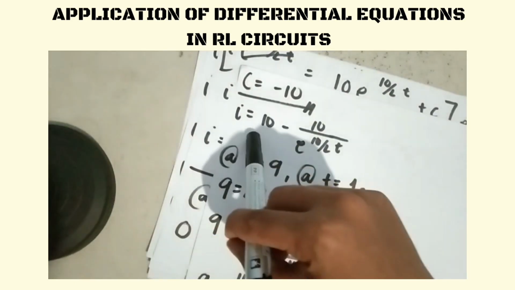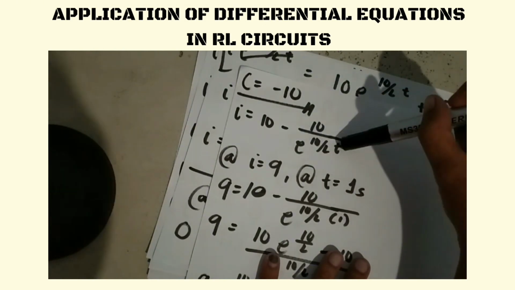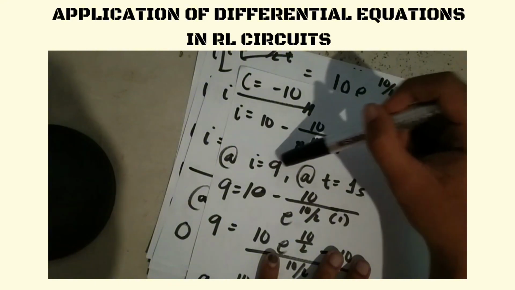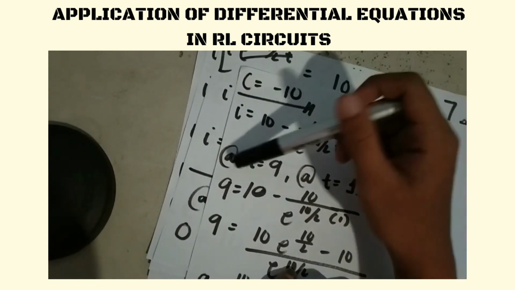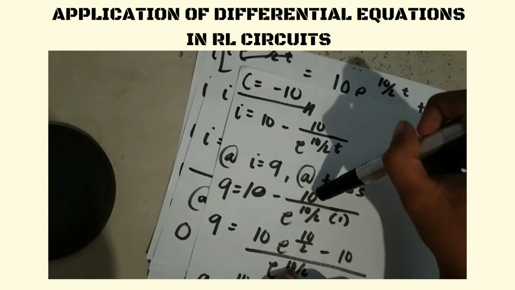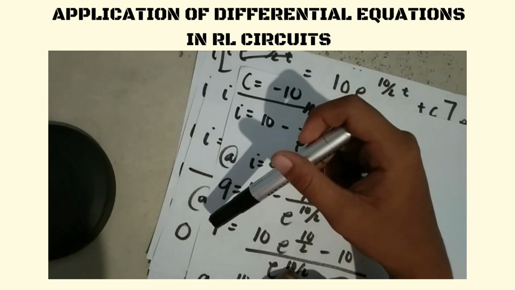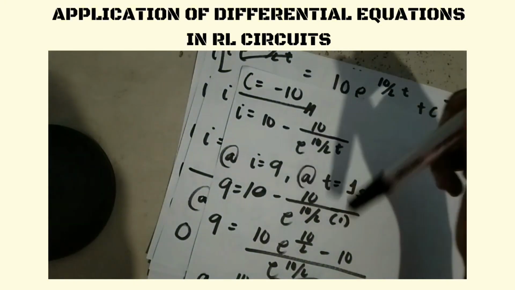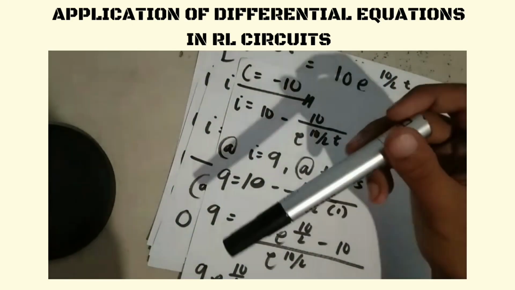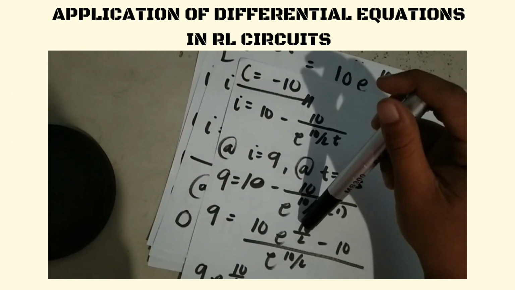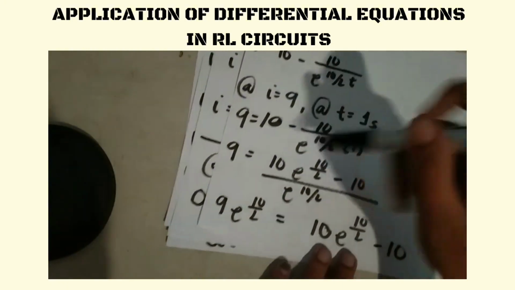The equation is I is equal to 10 minus 10 over e raised to 10 over L t, at I is equal to 9 and at t is equal to 1. So 9 is equal to 10 minus 10 over e raised to 10 over L. 9 is equal to 10e raised to 10 over L minus 10 over e raised to 10 over L.